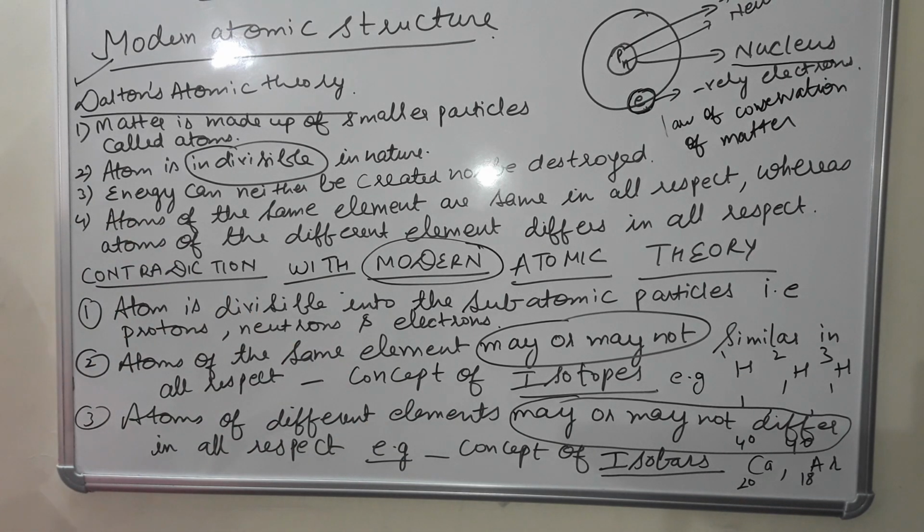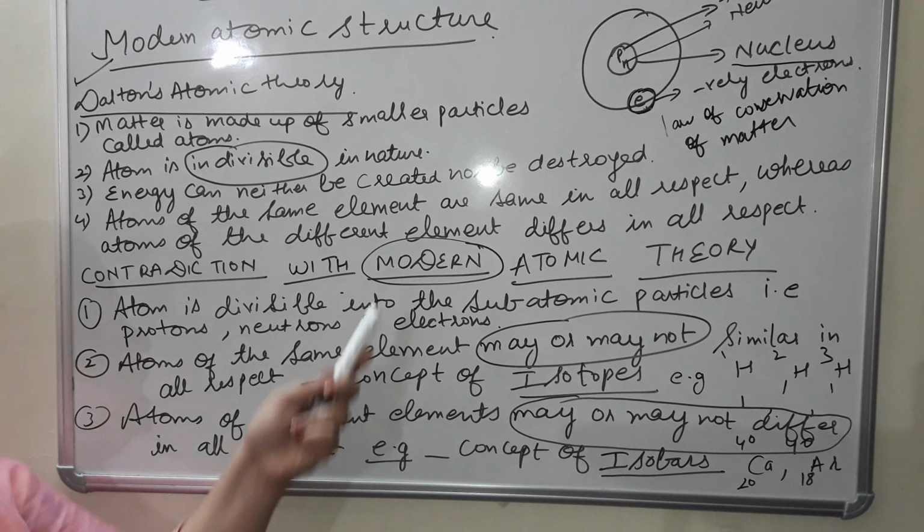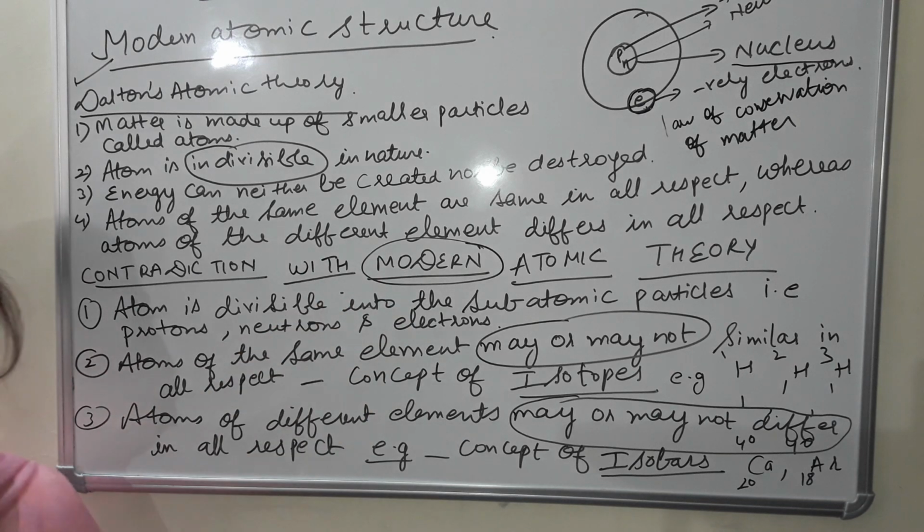बहुत सारे लोगों ने इसके लिए काम किया. E. Goldstein discovered proton, J.J. Thomson discovered electron, James Chadwick discovered neutron. So instead of giving many names, the name given to this theory is modern atomic theory. And what are the important points of modern atomic theory?